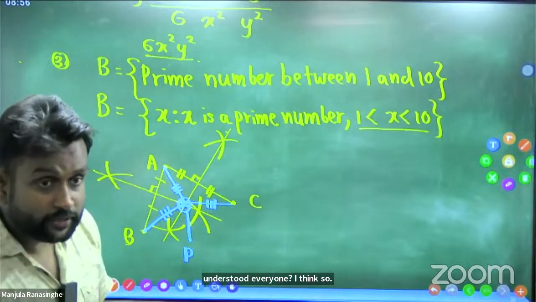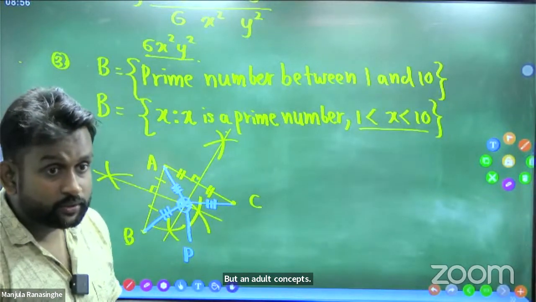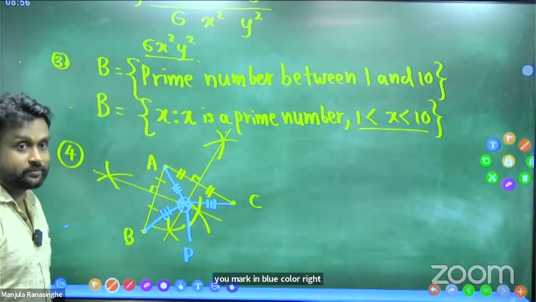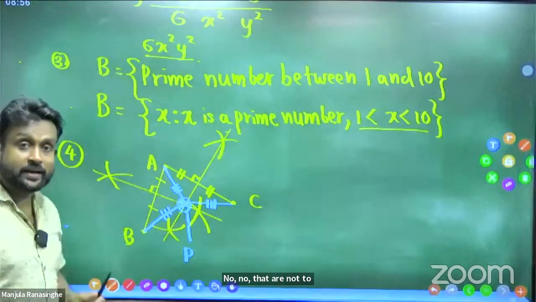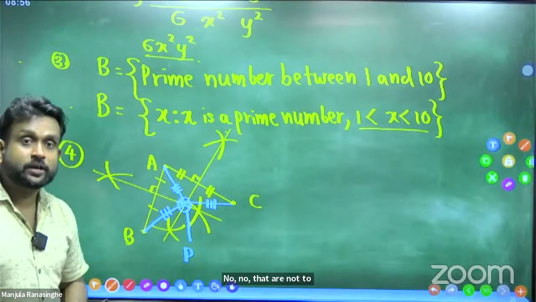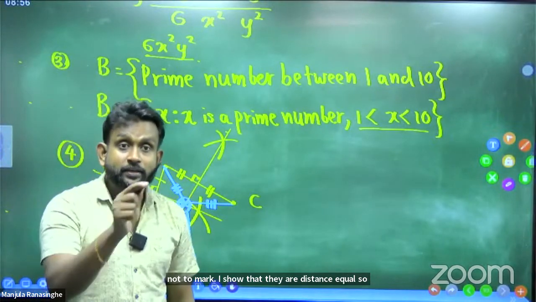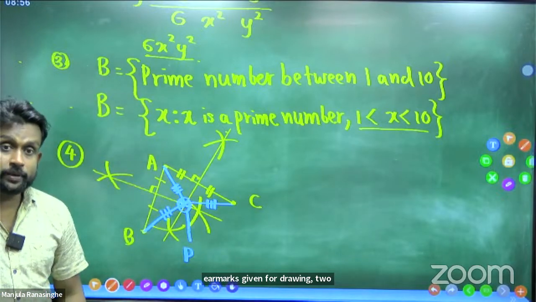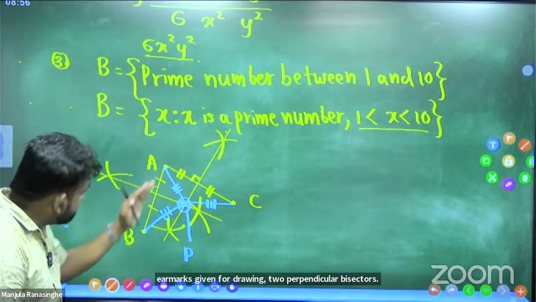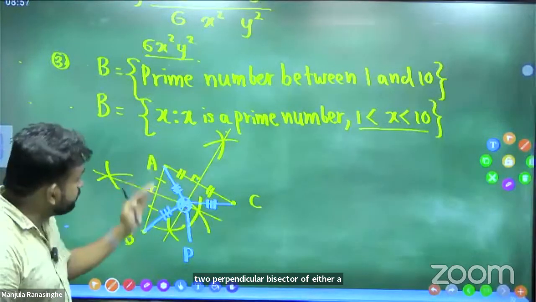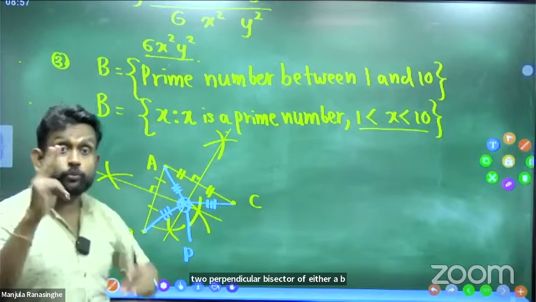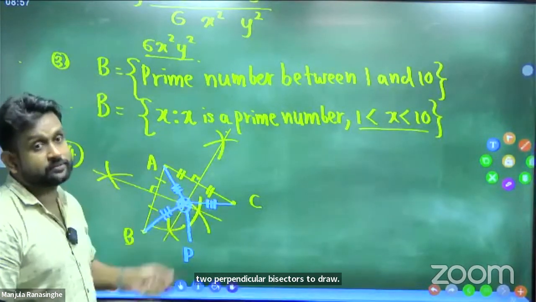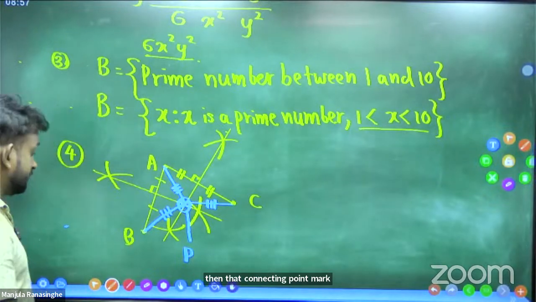Yes. Do we need to mark that in blue color? No, the blue color line is not to be marked. I showed that they are equidistant. So here marks are given for drawing two perpendicular bisectors. Two perpendicular bisectors of either AB, AC or AB, BC, or whichever two perpendicular bisectors you draw. Then mark the connecting point, that is what represents it.